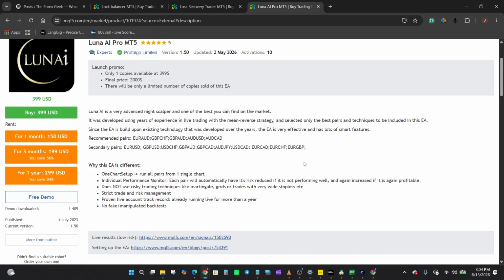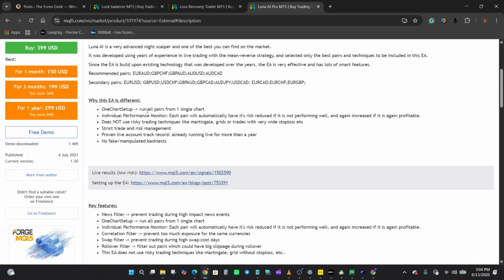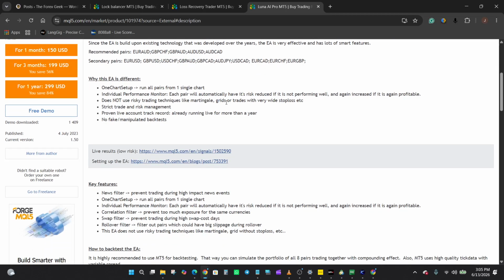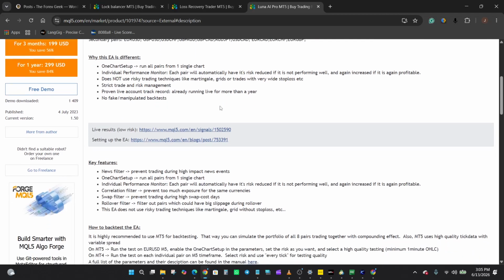Now, one of the first features that stands out is the OneChartSetup functionality. Instead of attaching the EA to multiple charts, the developer states that all supported pairs can be managed from a single chart. For live trading and portfolio style management, that can make setup much simpler. As I scroll through the features section, the EA also includes an individual performance monitor. According to the description, each currency pair can have its risk adjusted automatically depending on its recent performance.